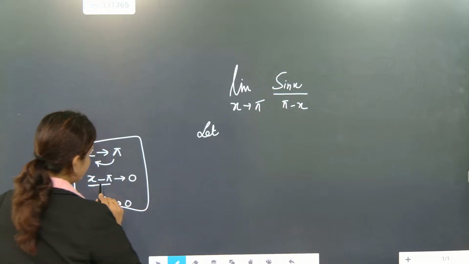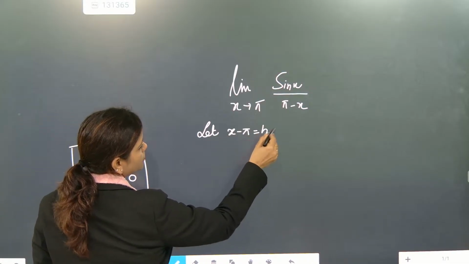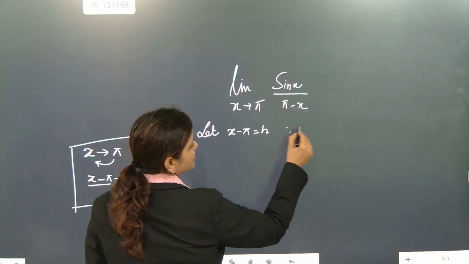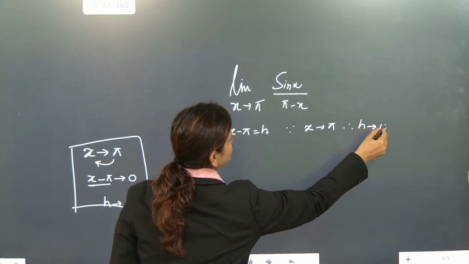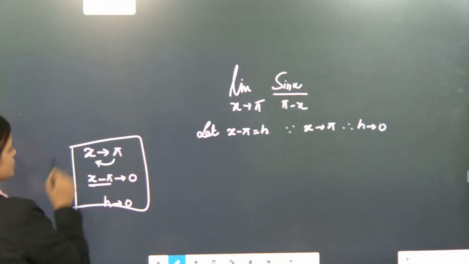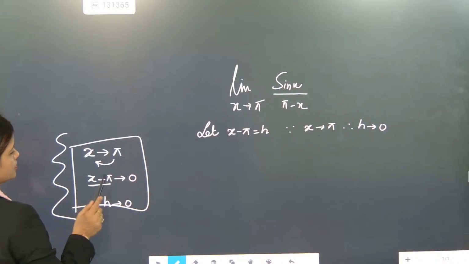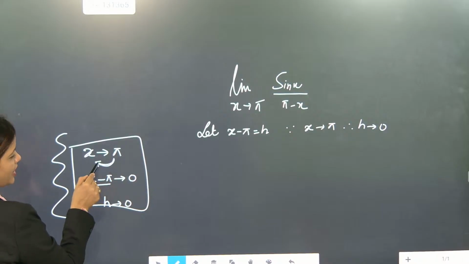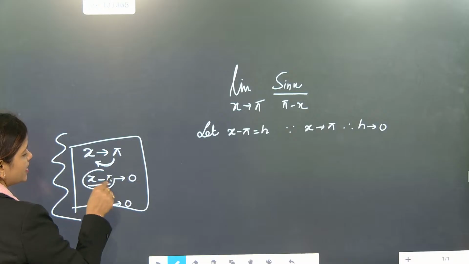So we will write directly this one. x minus pi is equal to h. Since x tends to pi, therefore h tends to 0. We wrote this because of this. Nishika understood. First, what we did, we shifted pi this side, so x minus pi tends to 0, and this part we have taken as h.